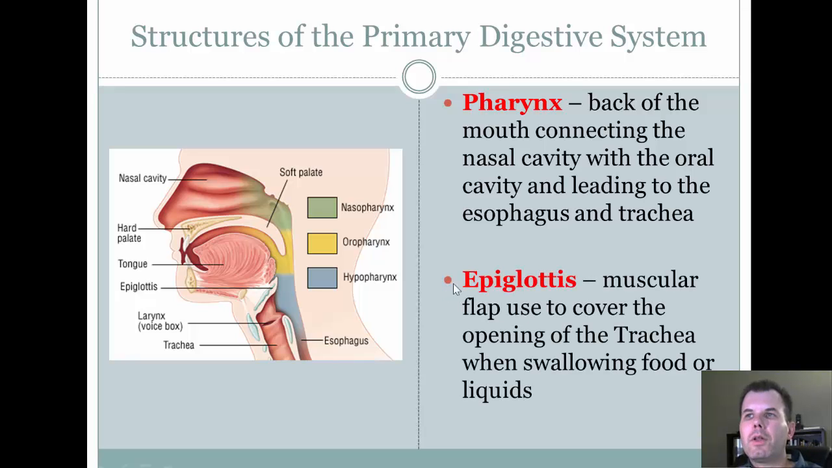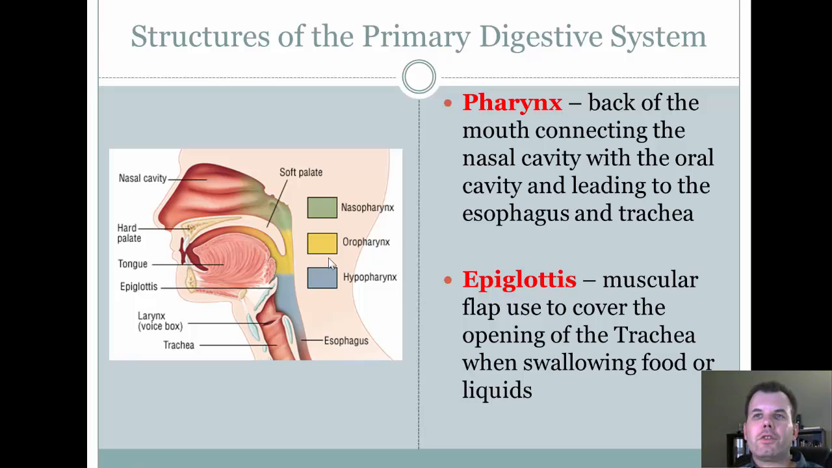Okay? The epiglottis is the muscular flap used to cover the opening of the trachea when swallowing food or liquids. The same thing happens when you drink something. You drink it, the epiglottis closes, the liquid goes down, and as soon as that passes, this opens back up and you can breathe again. So it's impossible to breathe and drink at the same time. If you try to do both, that's when you start to cough, because you get liquids down in the trachea and you're trying to get them out of your lungs. That's what you do when you cough.